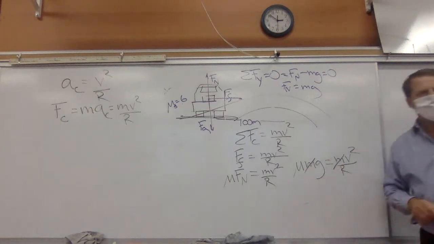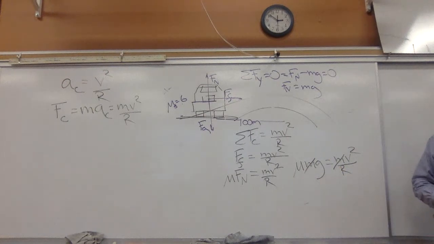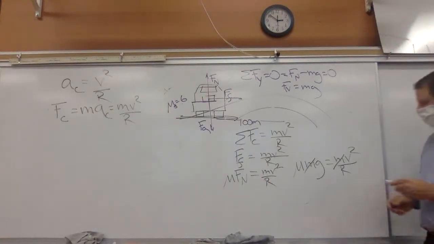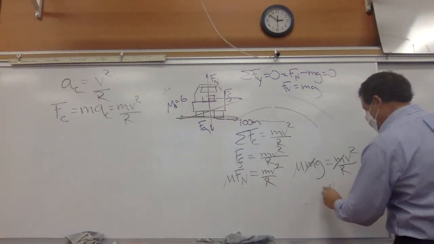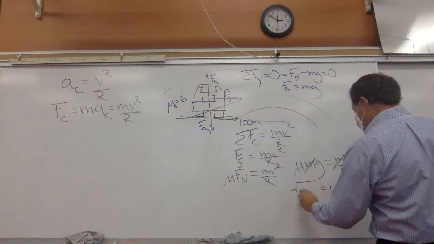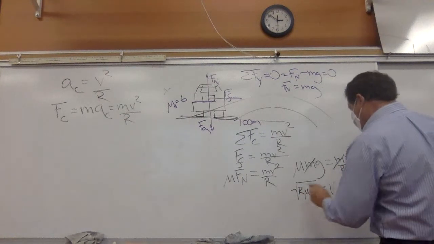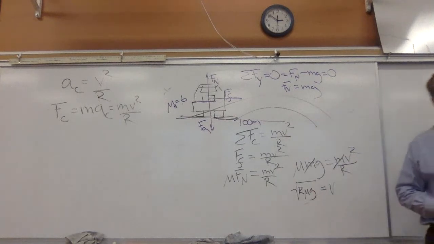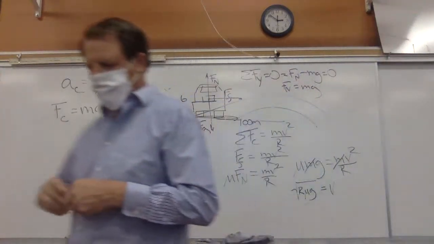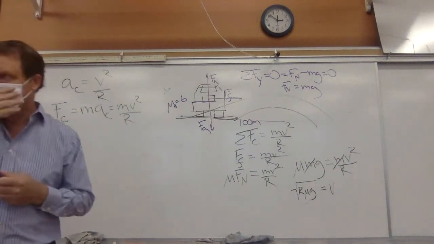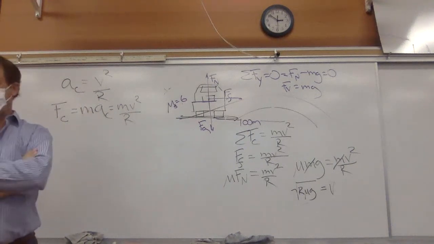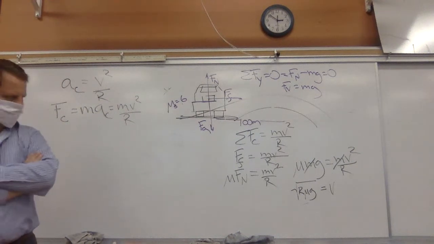And again, our masses cancel out. So if we're looking for velocity, that's going to be the square root of r mu g, which kind of looks like rug. The square root of rug.